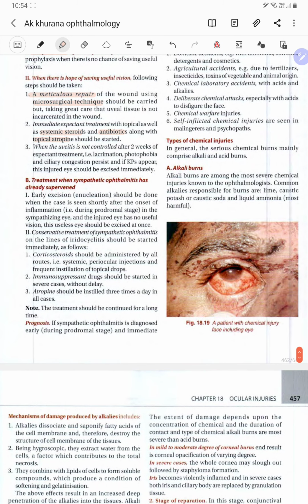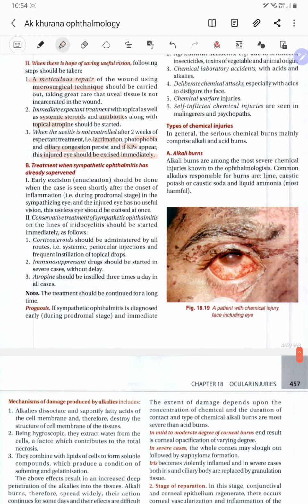If the uveitis is not controlled even after 2 weeks of treatment, and symptoms like lacrimation, photophobia, ciliary congestion and KPs appear, then the injured eye should be excised immediately, even if you think that the injured eye is able to have some vision. Because if we don't do that, the sound eye may also develop the disease, and we can lose that eye also. So excision is most important.